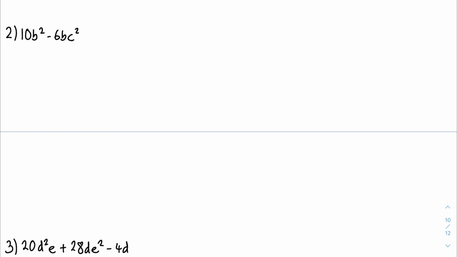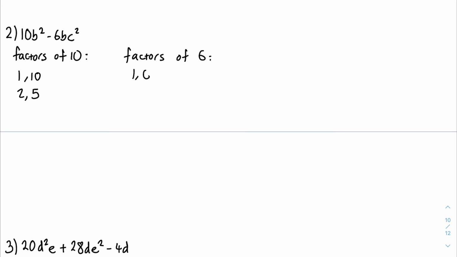Okay. So same again, let's start by working out our factors of 10. Our factors of 10 are going to be 1 and 10, 2 and 5, and we won't have any more at all. We've then got factors of 6, 1 and 6, and 2 and 3. So our common factors here are 1 and 2. That means our highest common factor is going to be 2. So we'll bring the 2 out the front of it, okay?